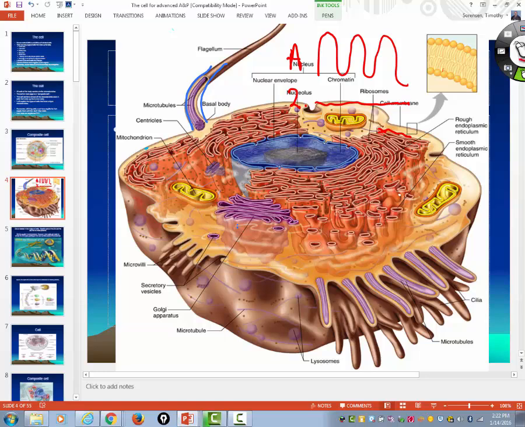So in parts of the body that require you to absorb stuff into the blood, you have these extensions of the cell membrane called microvilli. So microvilli are extensions of the cell membrane that increase the ability to absorb stuff into the blood. And they do this by increasing the surface area for absorption.